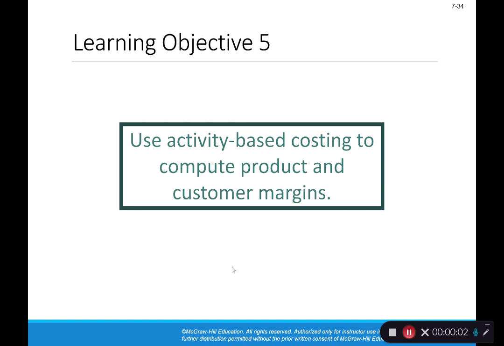All right, welcome back. In this segment, we're going to talk about how we can calculate product and customer margins, which, as I mentioned in the last segment, is extremely important because we want to make sure that the products we're producing are profitable and that the customers we are servicing are also providing a profit for our business.